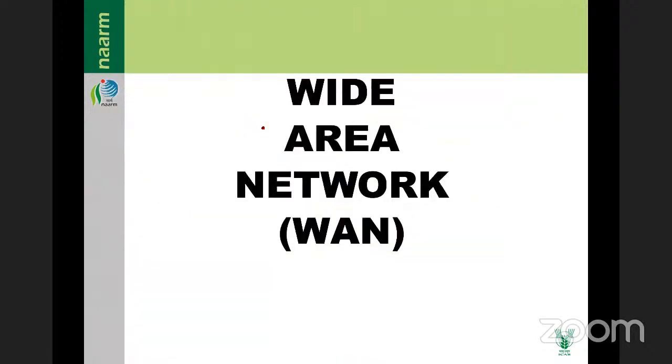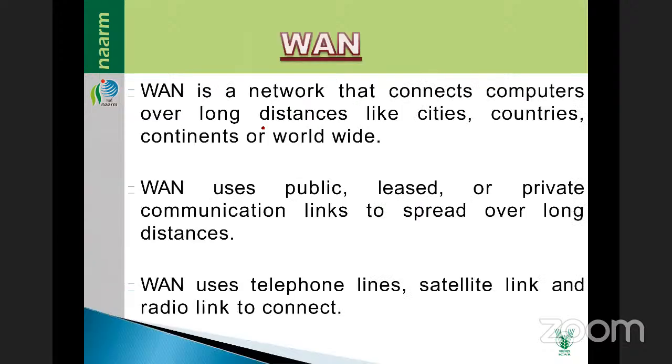Now, wide area network means WAN. So what is a wide area network? WAN is a network that connects computers over long distances, like one city to other cities, country to country, continents, the entire world. WAN uses public, leased or private communication links to spread over long distances. For anything, a LAN connection is required, and if you are connected to the WAN, through that we can connect to the entire world.